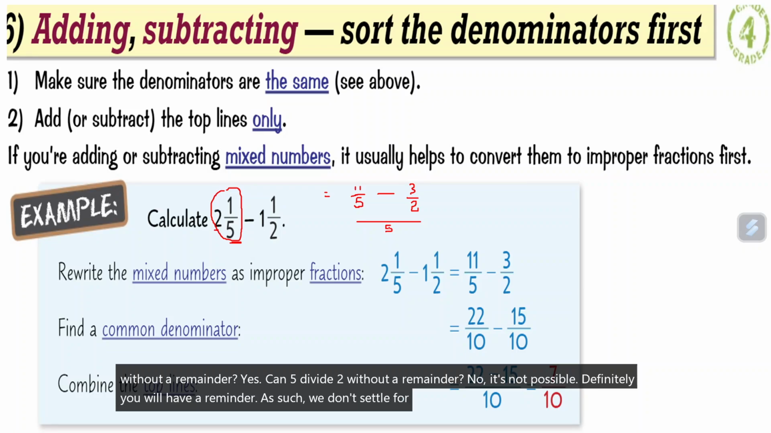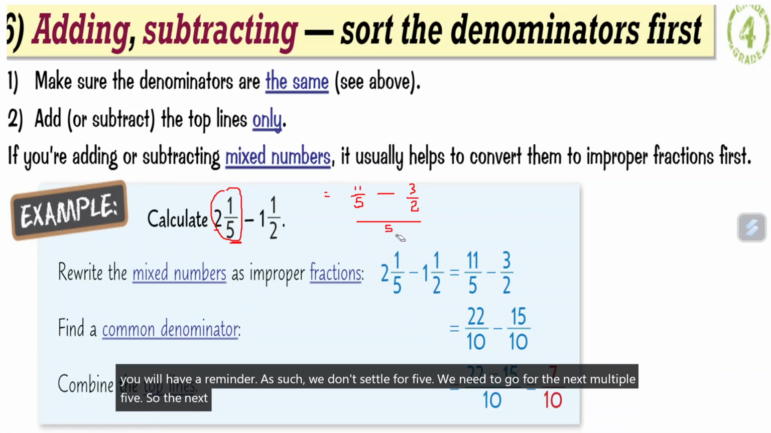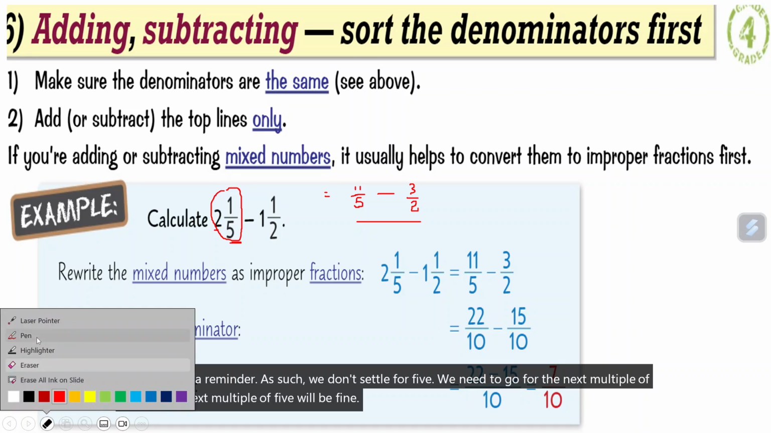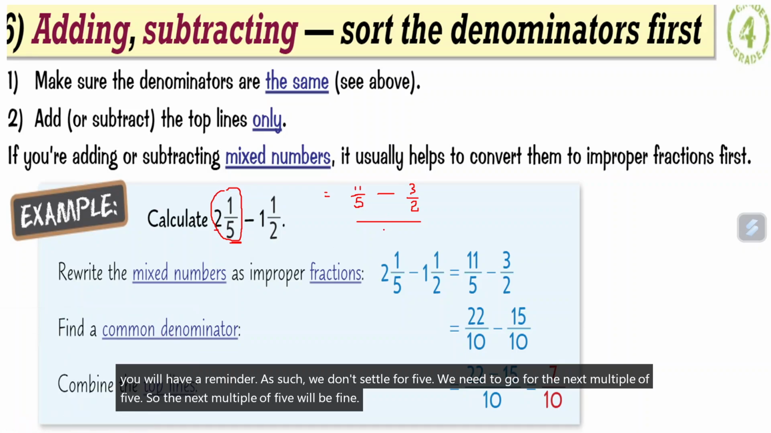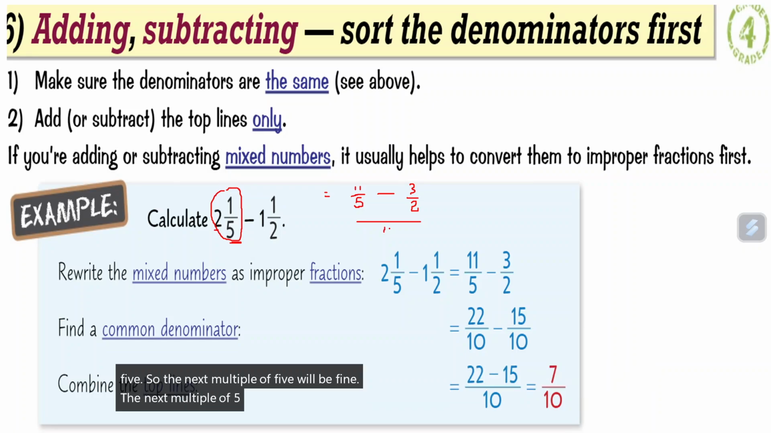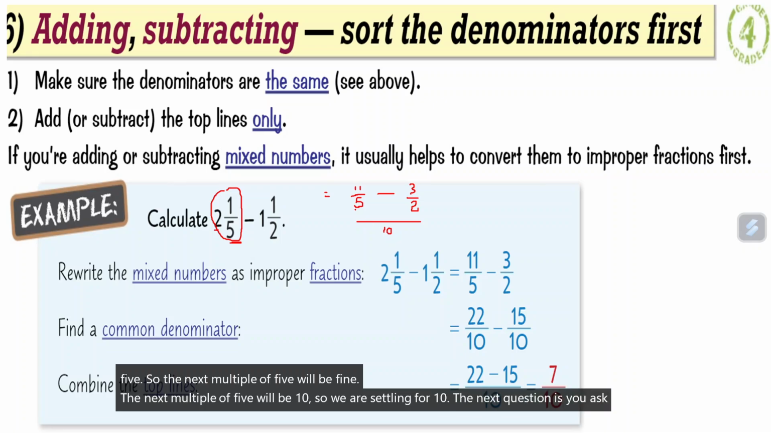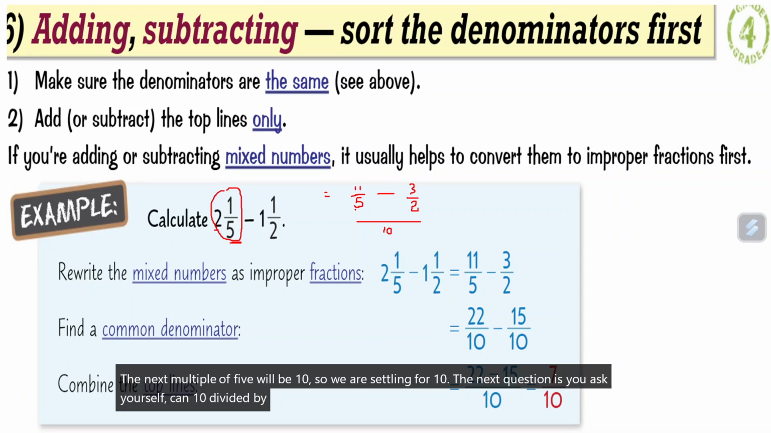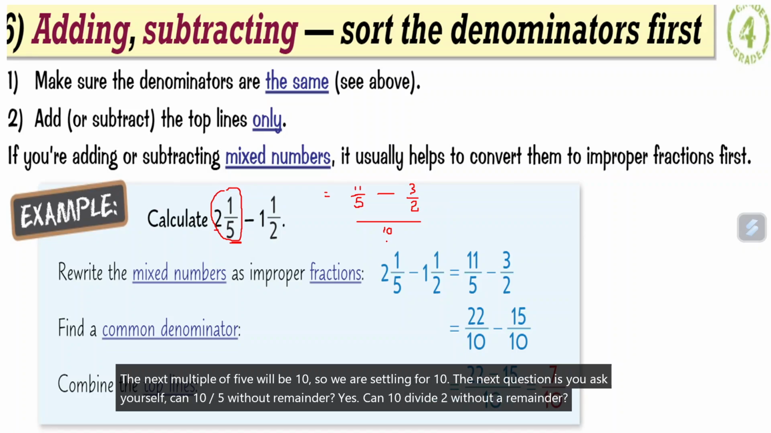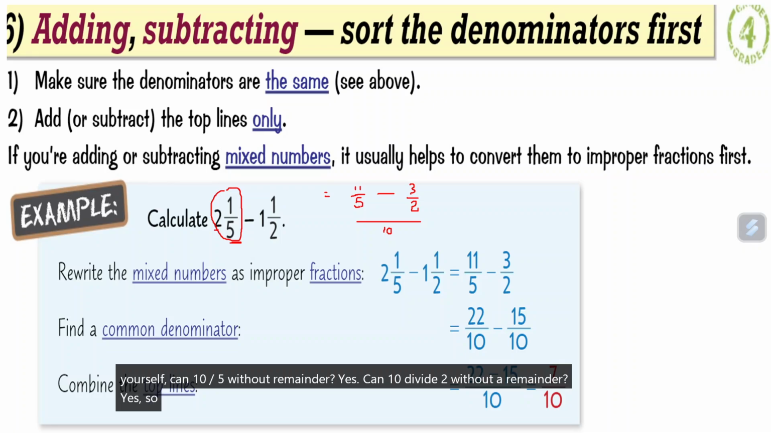We need to go for the next multiple of 5. So the next multiple of 5 will be 10. So we are settling for 10. The next question is you ask yourself, can 10 divide 5 without remainder? Yes. Can 10 divide 2 without a remainder? Yes.